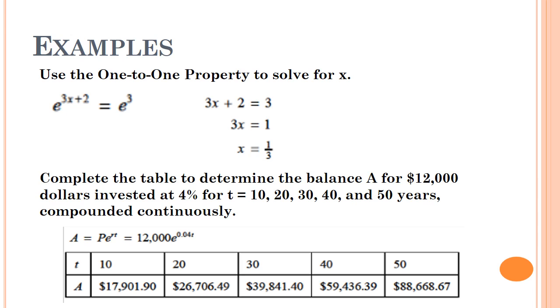All you're really doing is putting this information into the continuously compounded interest formula. So your principal is going to be 12,000. You see it there, e to the 0.04 times t, and then you're just going to replace t with 10, then 20, then 30, then 40, and then 50.